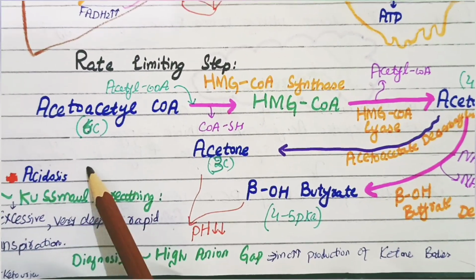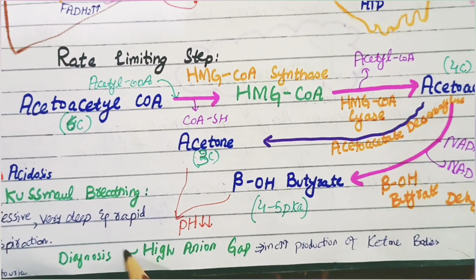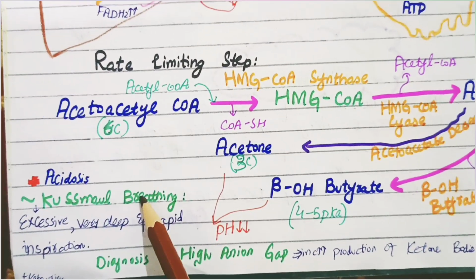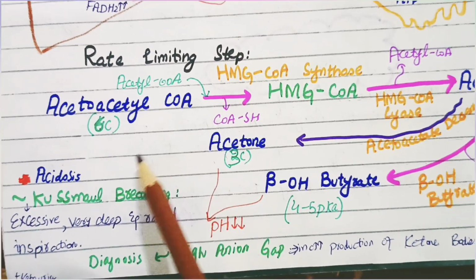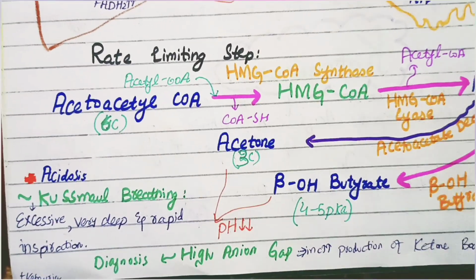How is this acidosis diagnosed? It is diagnosed by the high anion gap due to the increased production of ketone bodies, and one other sign of the acidosis in case of increased ketone bodies is Kussmaul breathing, which is characterized by excessive, very deep and rapid inspiration.